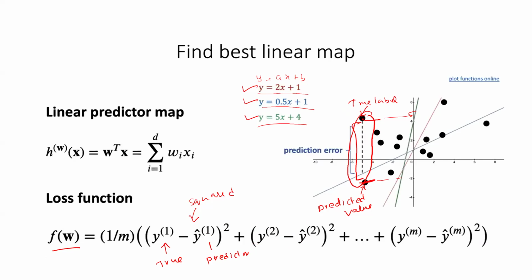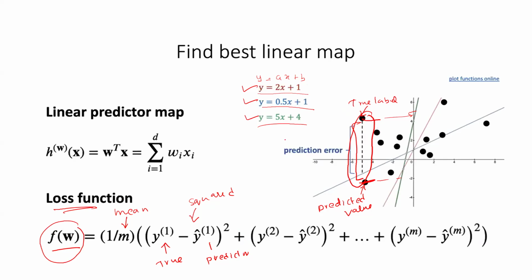After you perform multiple such squares, you take the mean of it, that is 1 by m. This mean of the squared differences between the true value and the predicted value is your loss function, and this is your f of w.